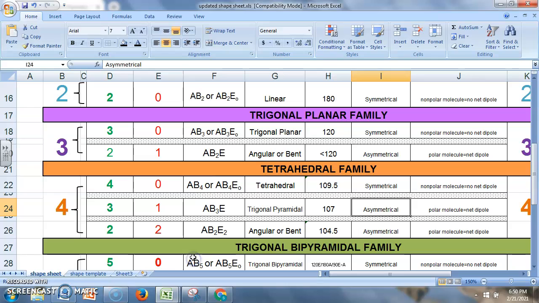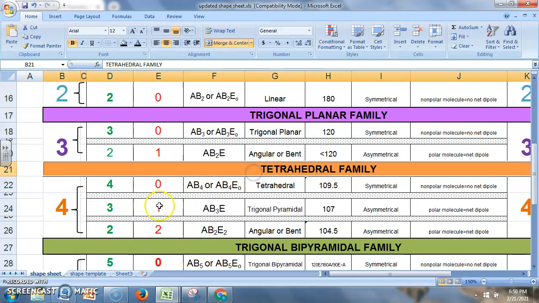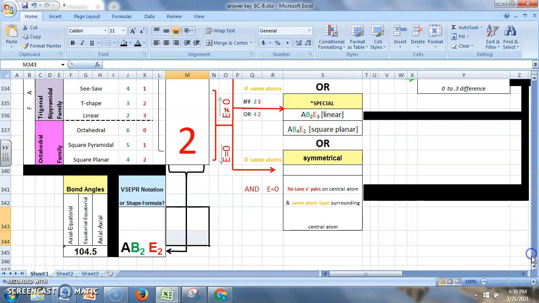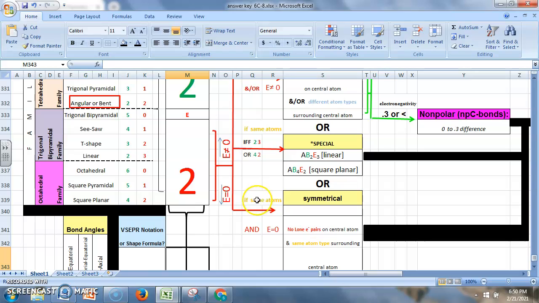When we look at our shape sheet, we're right here. Four things around the atom is the tetrahedral family. We are in the bonded two atoms, B, two atoms for our E lone pairs. It was AB2E2. That's called angular or bent. Again, 104.5. This one will be asymmetrical. Remember, for it to be symmetrical, it has to have all the same types of atoms. This molecule does. But it cannot have any lone pairs to be symmetrical.